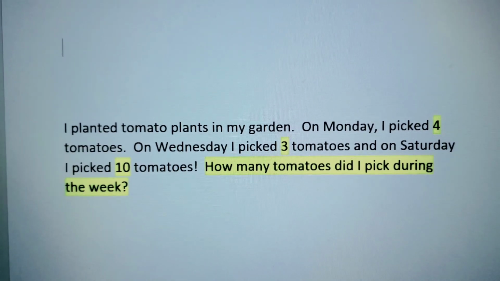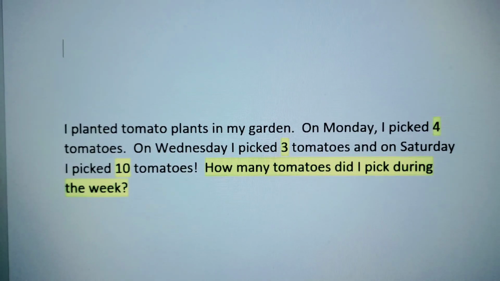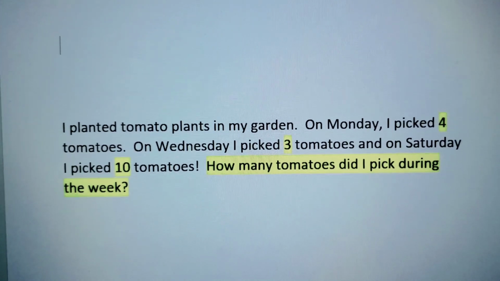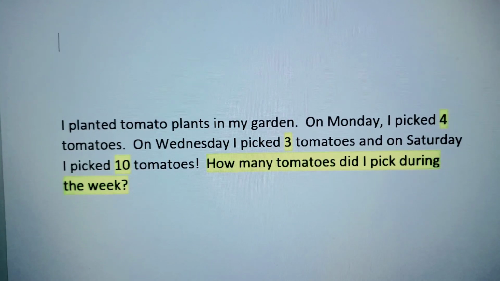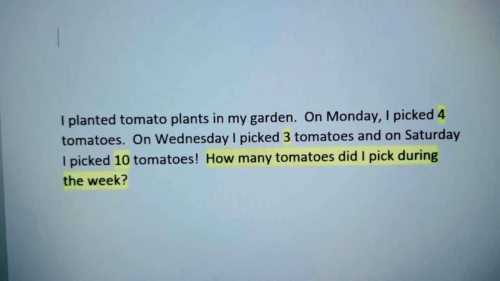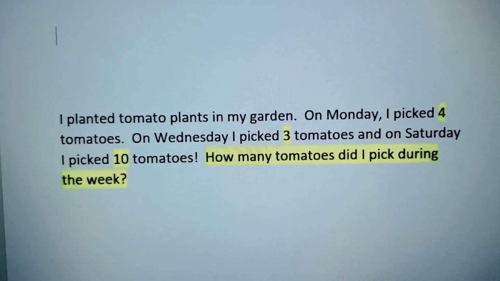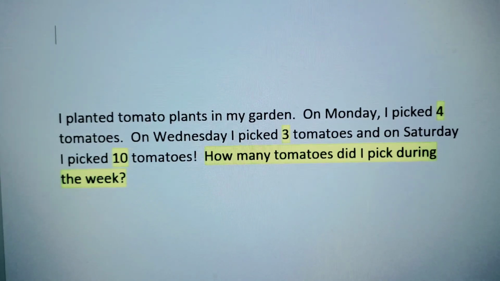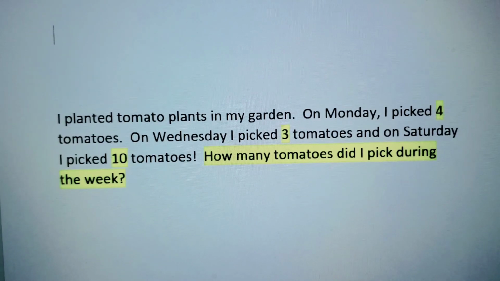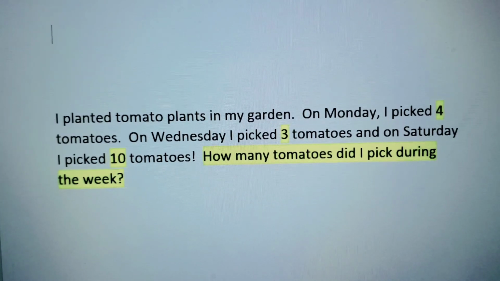Do you see that the numbers are highlighted? It's good to circle the numbers so that you know what numbers you're working with, and underline the question so you know what question to answer. So are we going to add or subtract? Well, if you think about it, on Monday you're picking 4, Wednesday 3. Are you joining numbers? Yes.